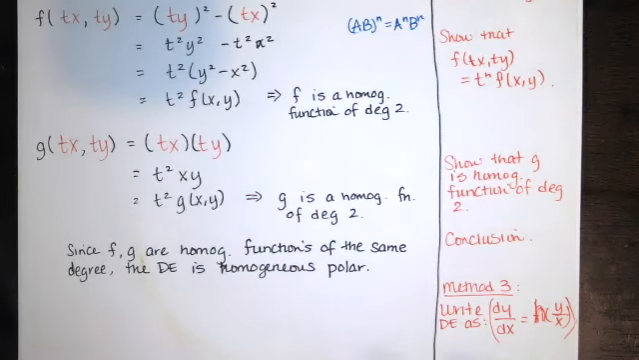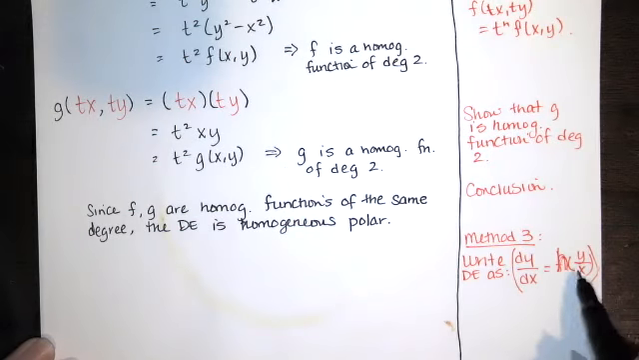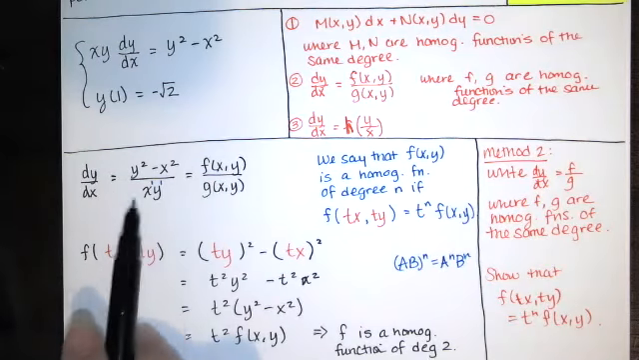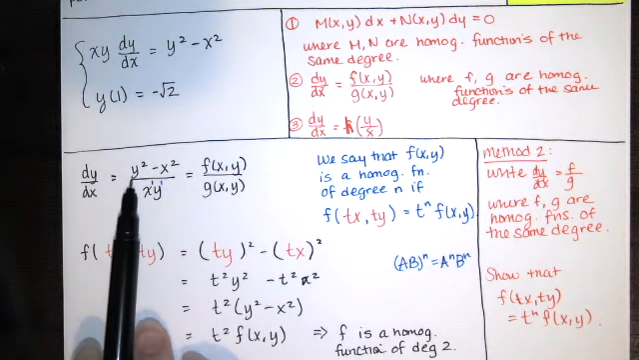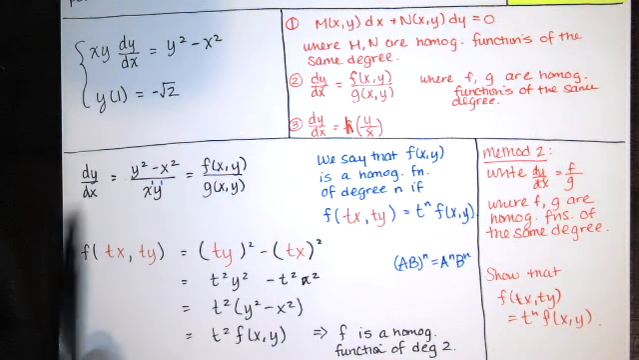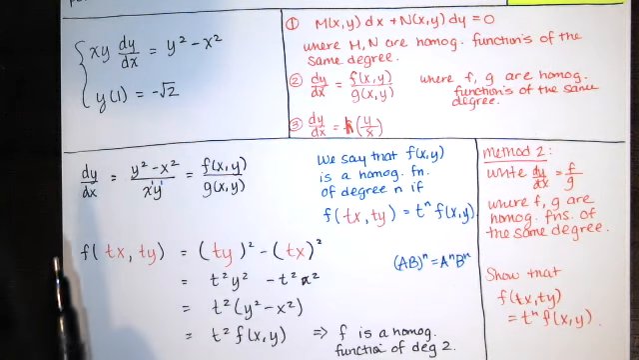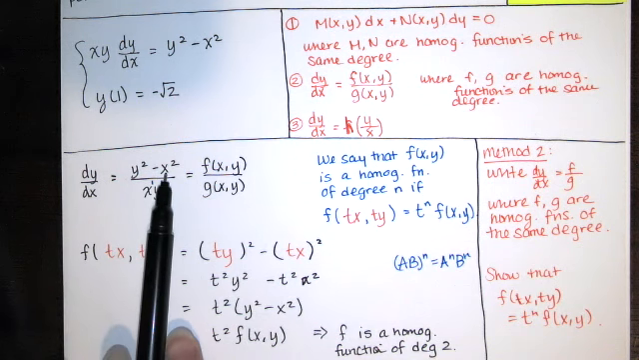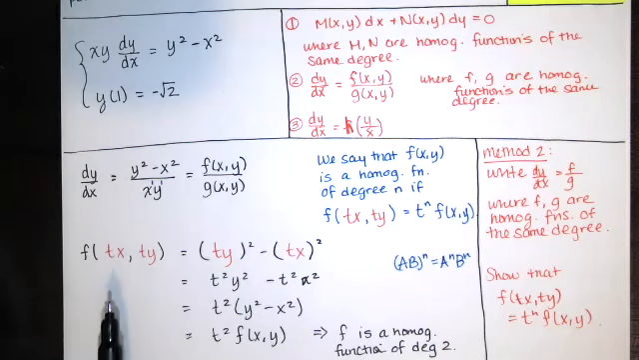All right. So now we've got method number 3. We want to write the differential equation in this way. Now we're almost there. We don't have this written as a function of y over x only yet. But since this is a homogeneous function of degree 2, and this is a homogeneous function of degree 2, all we have to do to write this in this form is divide by x squared. So you're going to divide by x to the nth power, where n is the degree of those homogeneous functions.